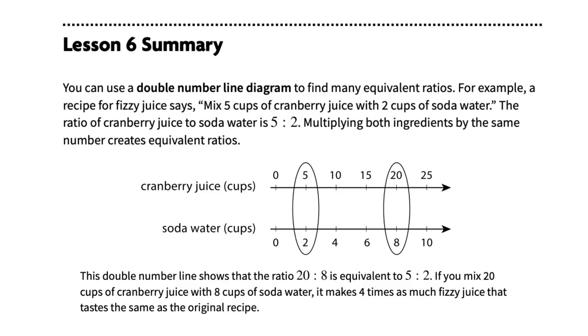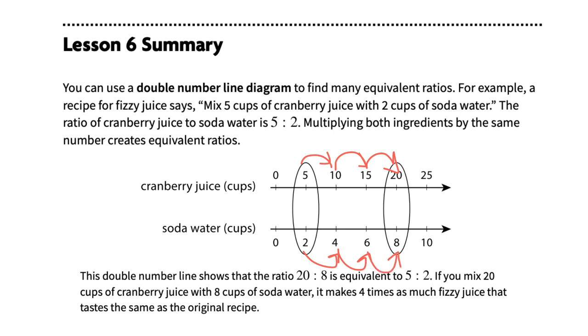So our summary for this lesson is really talking about that idea that with a double number line, you start with your given ratio and you're creating equivalent ratios simply by following a pattern. In this case, if I add 5, I'm going to add 2. If I add 5, I'm going to add another 2. If I add another 5, I'm going to add another 2, etc.